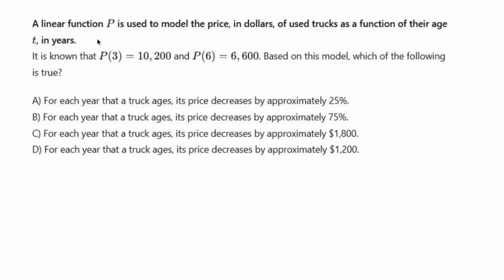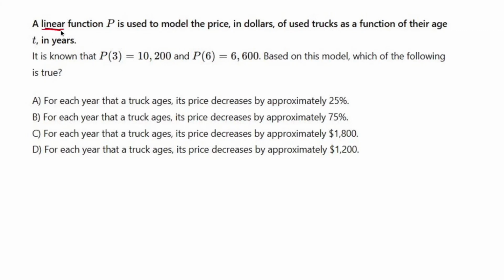A linear function P is used to model the price in dollars of used trucks as a function of their age T in years. It is known that P of 3 equals $10,200, P of 6 is $6,600. So what this is saying is year 3, truck is worth that much, year 6, truck is worth that much. Based on this model, which of the following is true?